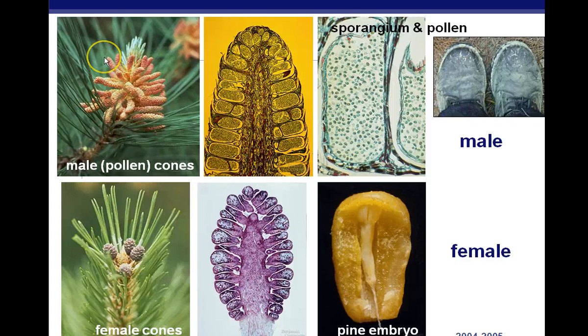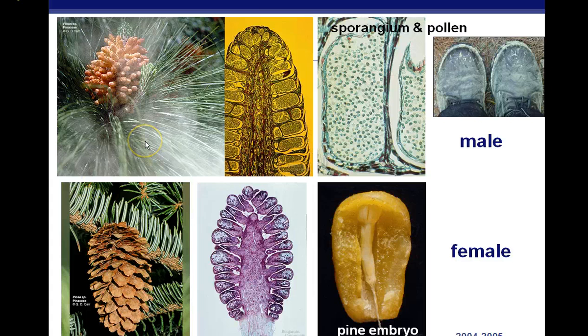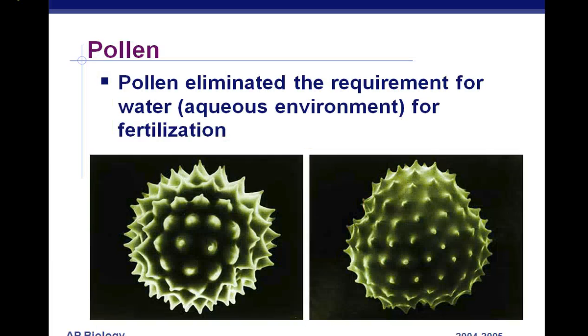Here we have some other pictures of the male and female parts of a plant. If you ever go to a pine tree and find a sticky cone, that is the male part of the plant, and that produces the pollen. The woody part is the female part of the plant. That dust there is pollen, the male gametophyte that makes the gametes, the sperm.